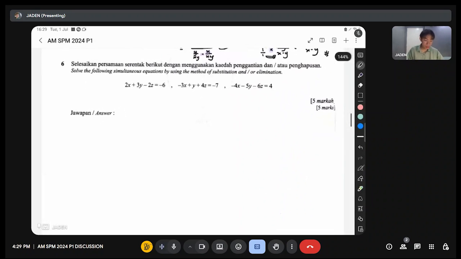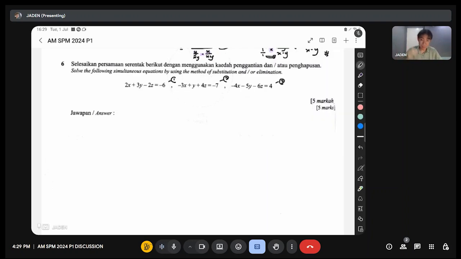Solve the following simultaneous equations by using the method of substitution or elimination. Okay, we have 3 equations here. And this is probably what you learned in Form 4 Chapter 3, right? So let's begin. First thing, we label equation 1, equation 2, equation 3. I personally like to do substitution, okay? Because that is much safer for me compared to having to think of a number and then multiply it. No, I don't like to do that, so I'm going to use the substitution method for now, okay?